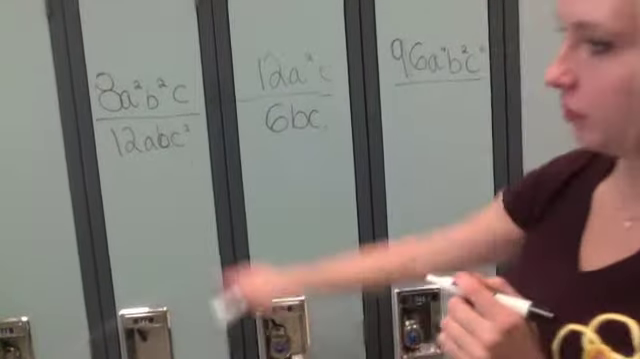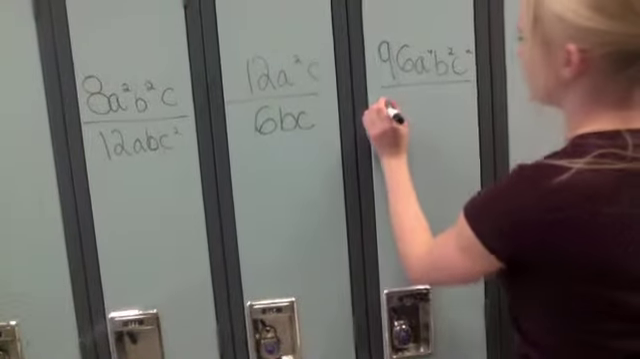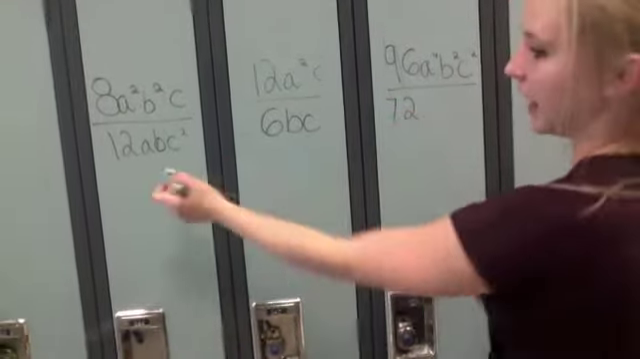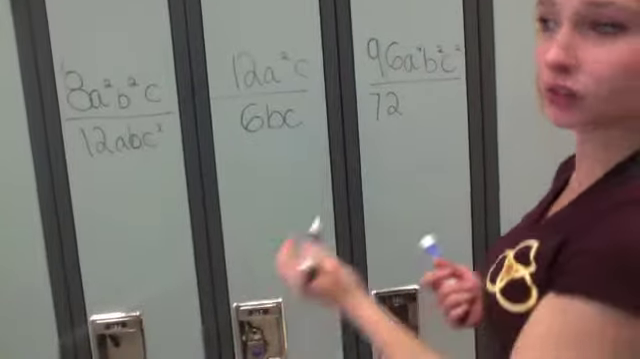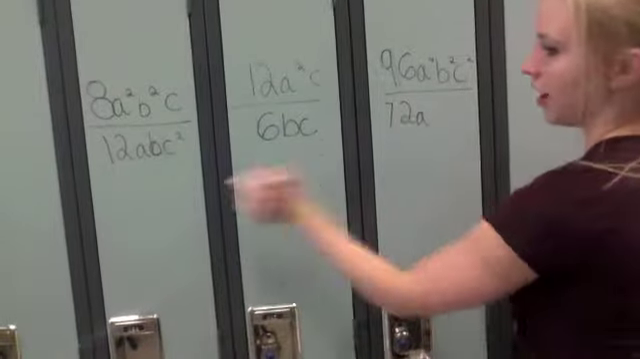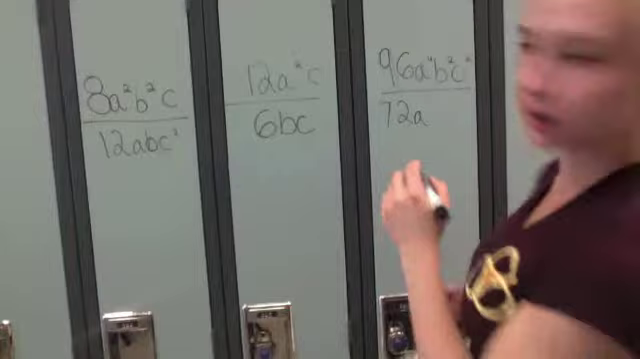Now looking at the bottom, you have 12 times 6, which is 72. And you only have one a on this side, so all you have is a. Then you multiply the b's, so b times b equals b squared.